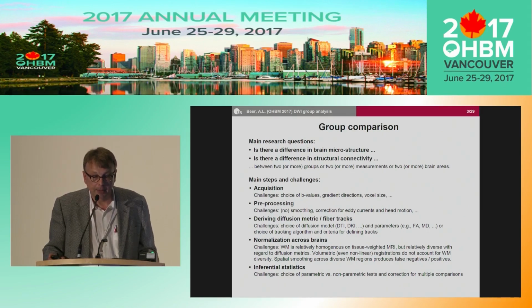We had some ideas this morning. The diffusion tensor model is the most commonly used model, but there are many others out there. But even if you choose a model, you need to decide which parameter to analyze and how to interpret that.